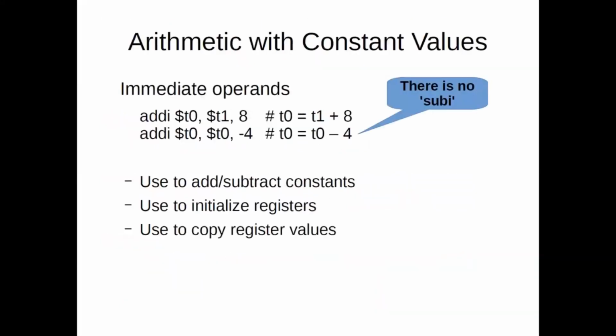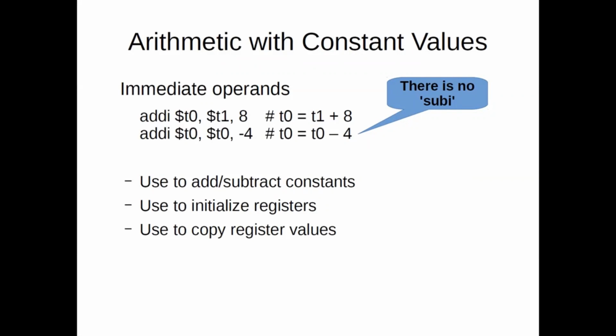We can also do arithmetic with constant values known as immediate operands, so the encoding of a number directly into an instruction. Here are two examples that are adding the value of 8 or subtracting the value of 4. Both use addi, for add immediate. Note that add immediate of a negative number is the subtraction of an immediate. Since we can encode the subtraction of an immediate using a negative operand for the immediate value, we don't need to have a subi instruction.